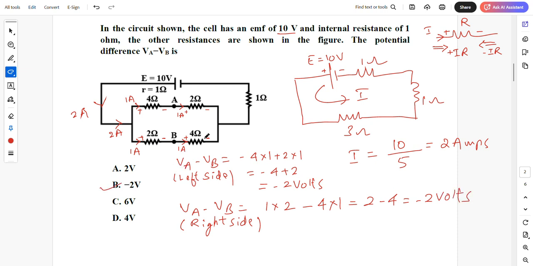Hope you have understood. If I come from here, you have to write minus 4 into 1, this is plus 2 into 1, so minus 2 volts. Now, if I come from the right side, plus 2 into 1, that is the voltage drop here, plus 2 volts. And here, coming like this, minus of 4 into 1, minus 4. Clear. Let's look at the next problem.